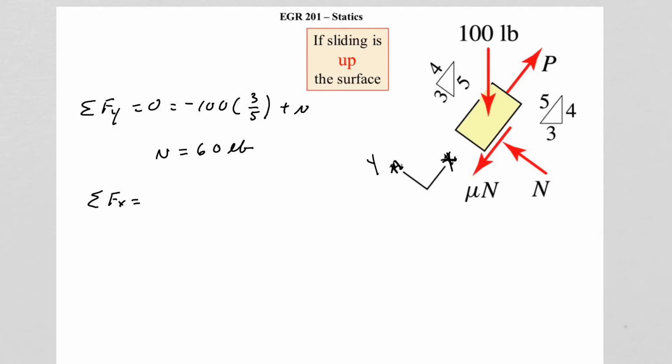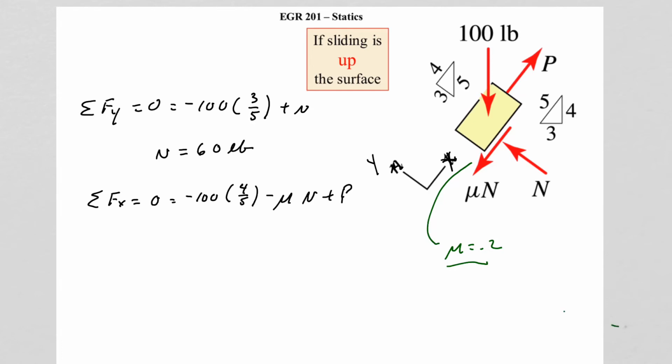The x is minus 100. This is our weight, times 4/5, minus mu N plus P. We don't know what P is. And we do know our coefficient of friction. That was given to us as mu equals 0.2 in the problem.